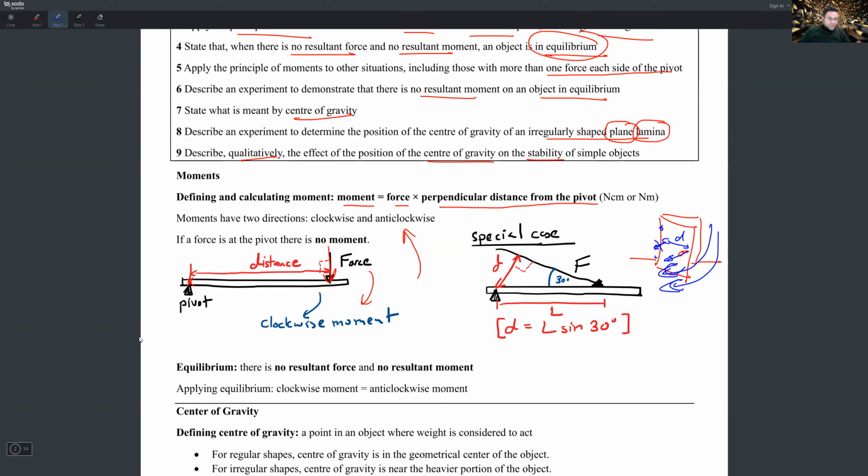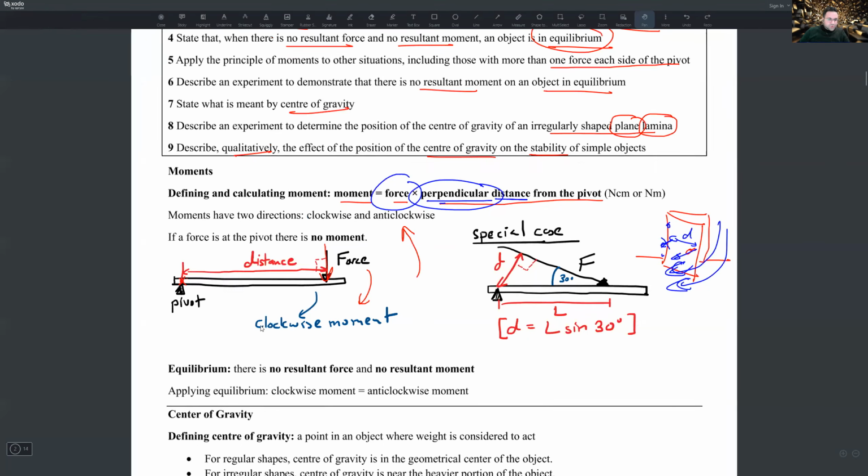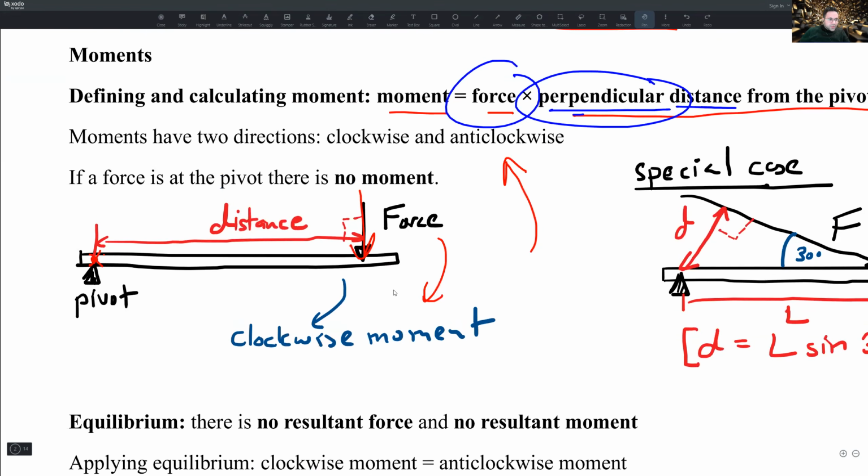So that's what a moment is. How do we calculate it? Force times distance. Why is this distance perpendicular? Because of the angle, and let's zoom in some more. If this is your pivot, and this is the force, the distance between them has to be perpendicular to the line of action of the force.